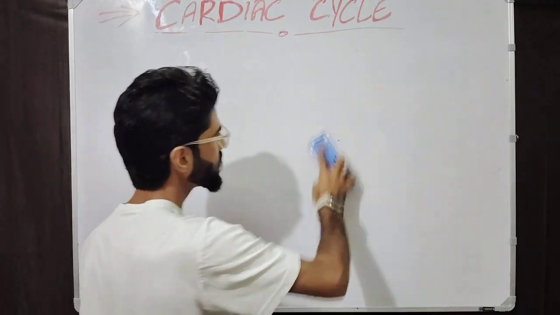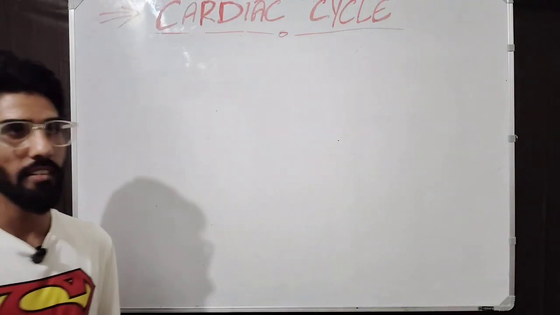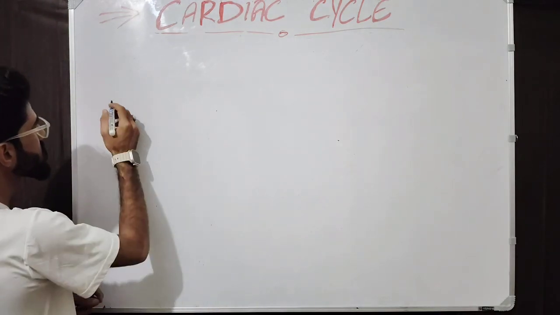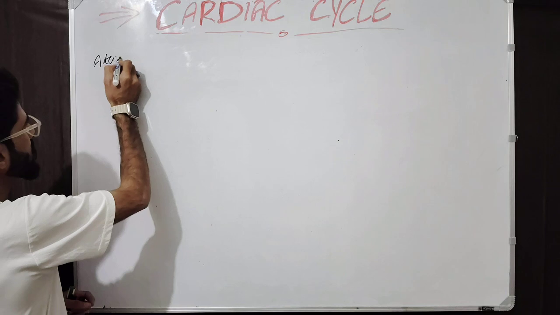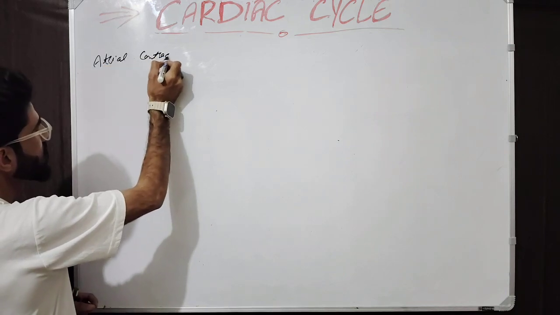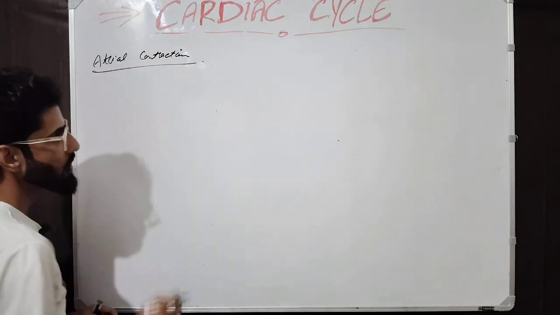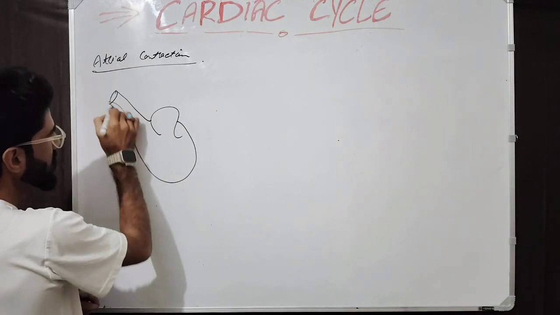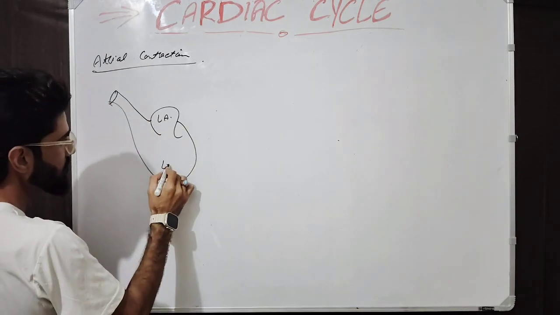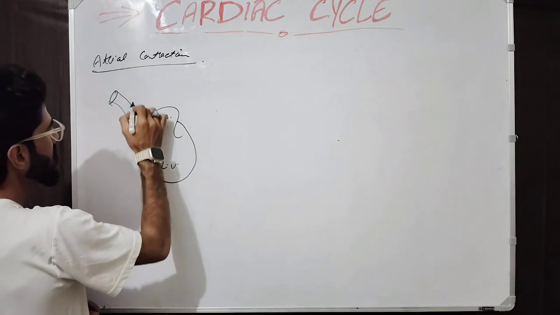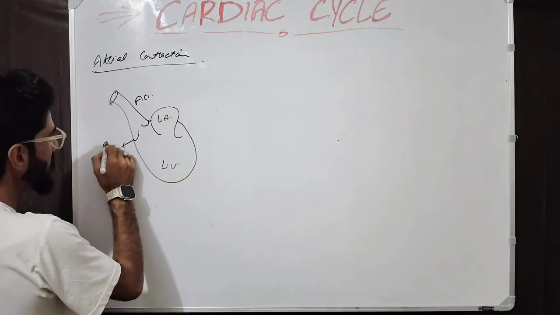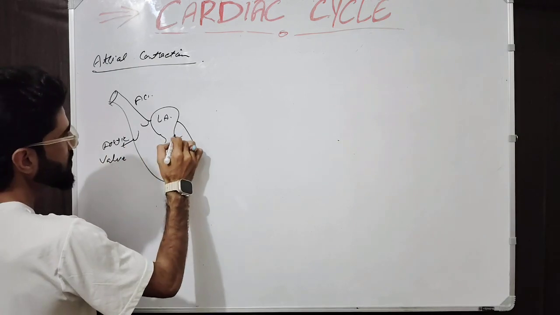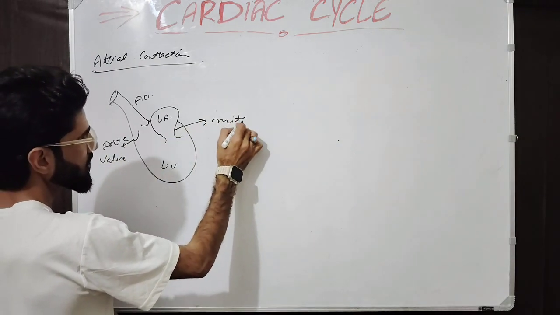So there are different mechanical events which are happening during the cardiac cycle. The first event is atrial contraction. I will draw a left heart here. This is the left atrium, this is the left ventricle, and this is the aorta, and this is the aortic valve, and this is the mitral valve.